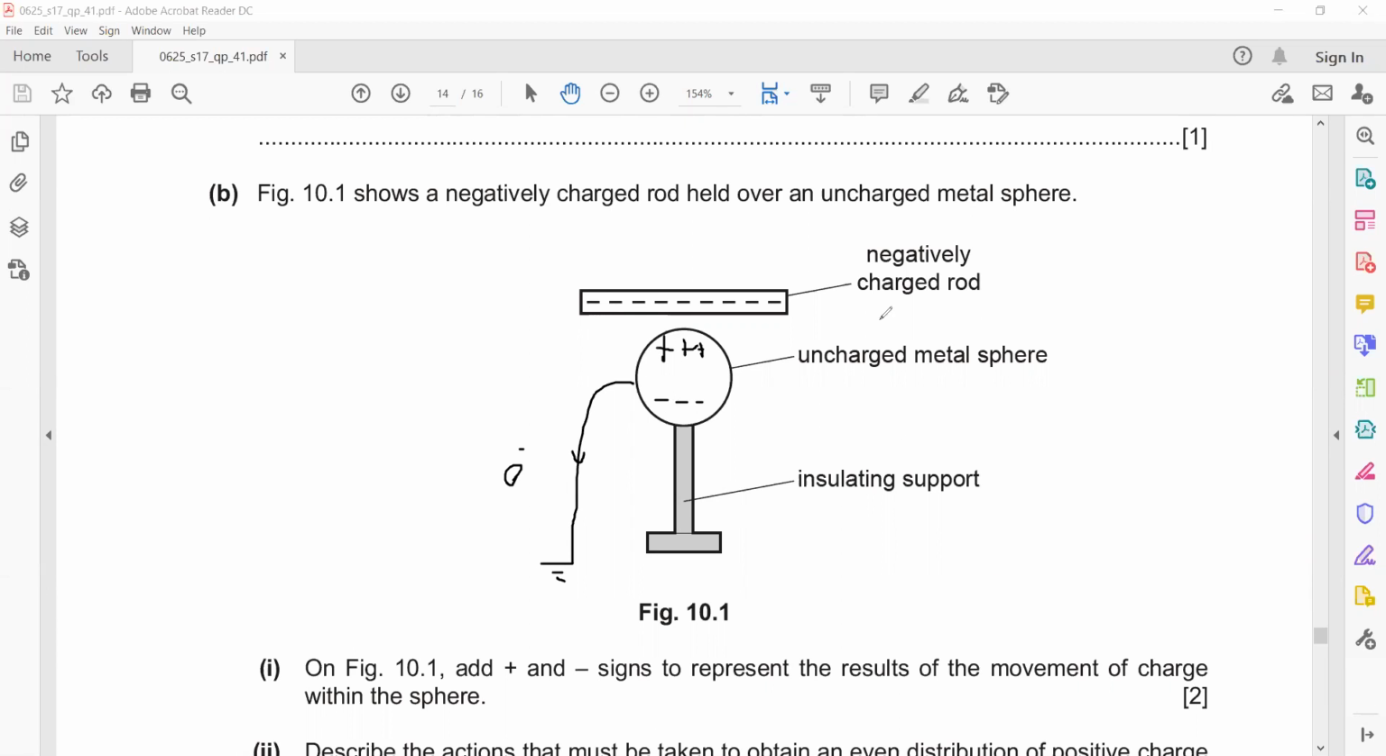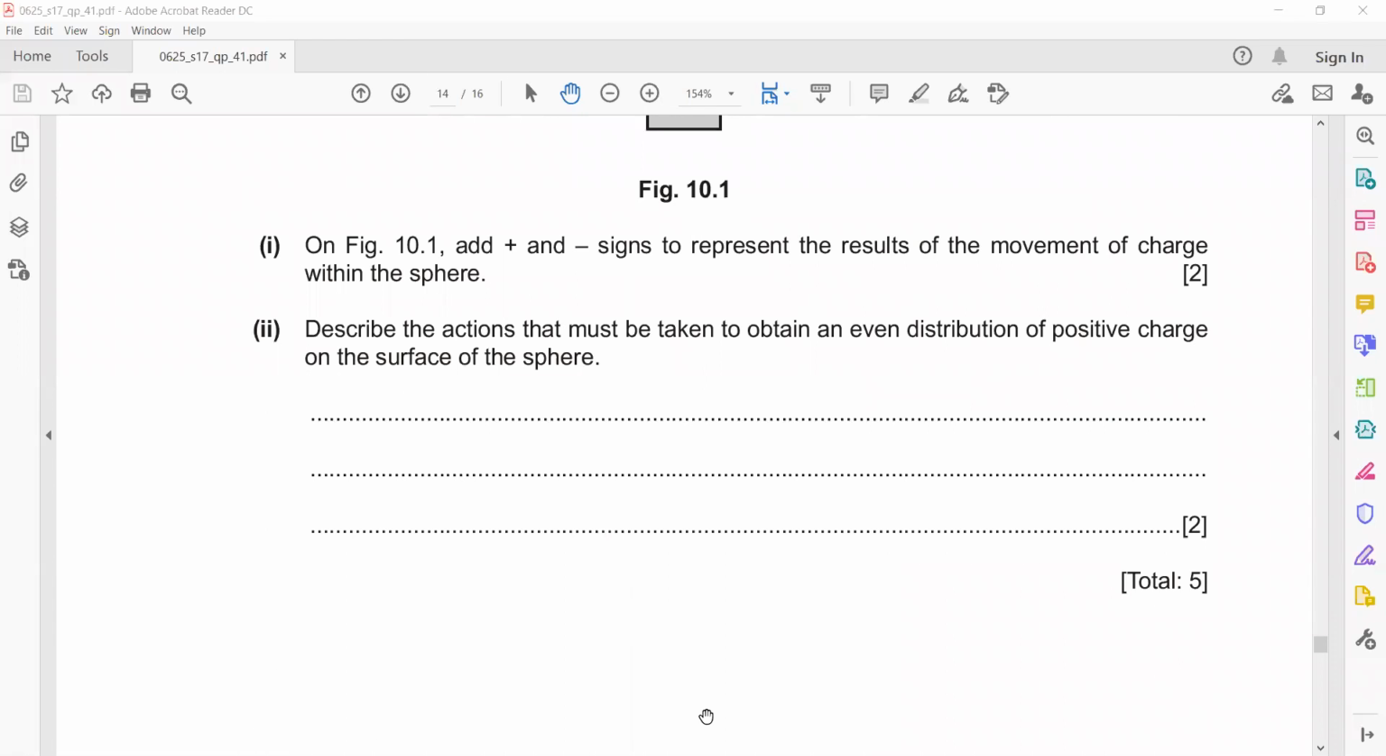We should remove the earthing wire first, and then the charge rod. Is it clear, B2? How we can make it a permanently positive charge sphere.